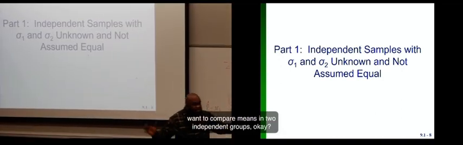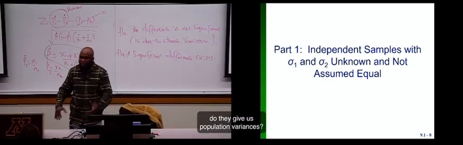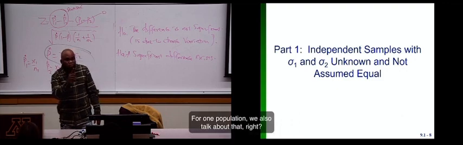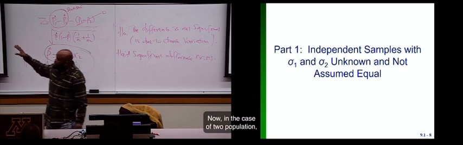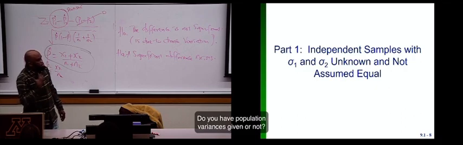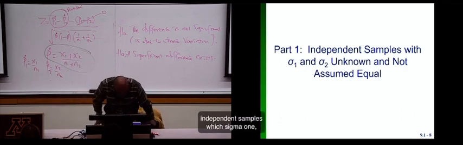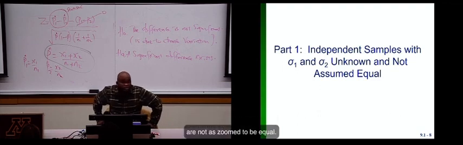Whenever you want to compare means in two independent groups, the number one thing you should think about is: do they give us population variances? You remember when we were testing hypotheses about the mean for one population, we also talked about that, right? Do we have a population variance or not? Now, in the case of two populations, we're also going to have assumptions. Do you have population variances given or not? If you take a look at this, I said independent samples with sigma 1, sigma 2, the population standard deviations, unknown and not assumed to be equal.